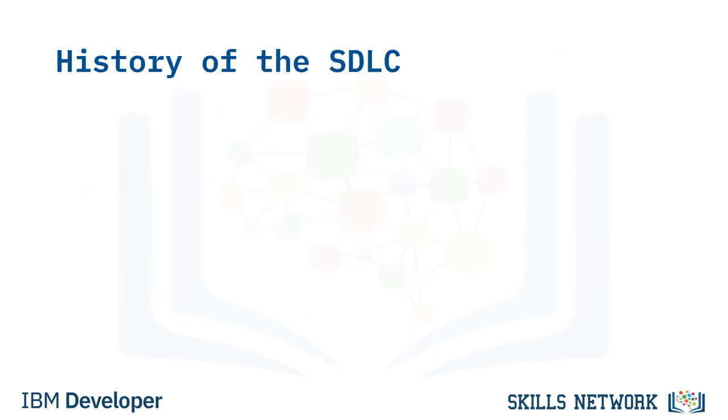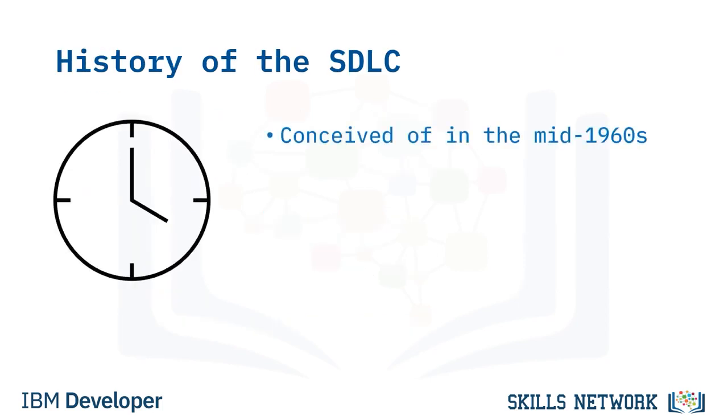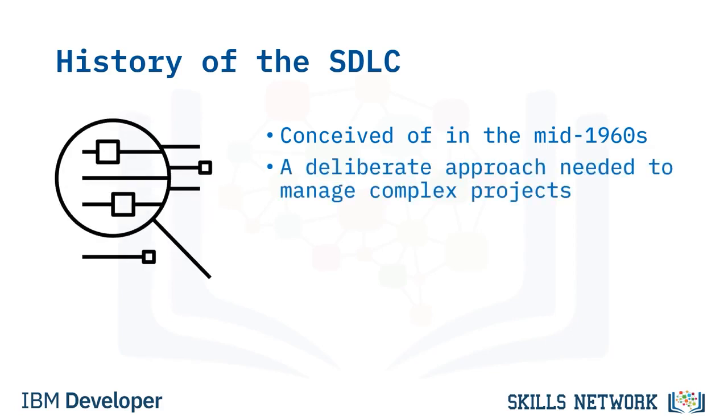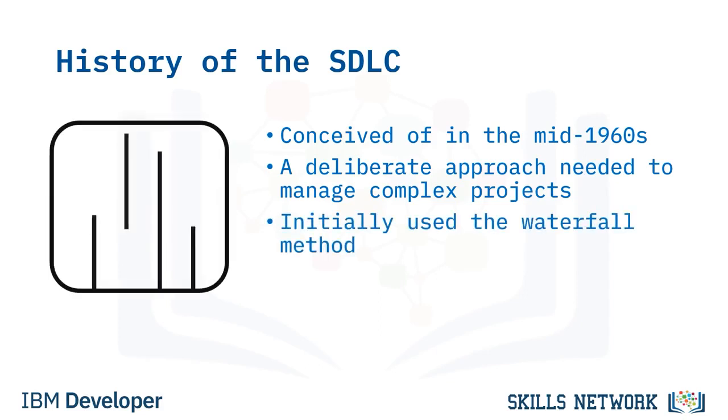The software development lifecycle began to take shape in the mid-1960s as software development began to necessitate a more detailed approach because of its growing complexity. The SDLC led to a more deliberate approach as large corporations needed to manage complex business systems requiring heavy computational resources. In its initial conception, it used what is called the waterfall method to manage projects, where the development of software follows a linear pattern through discrete stages.